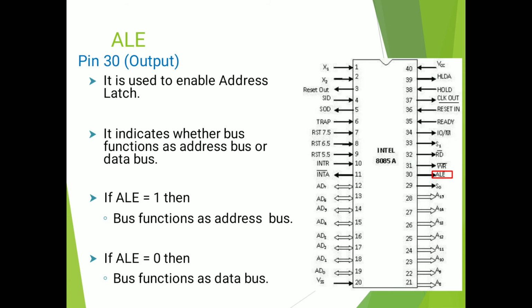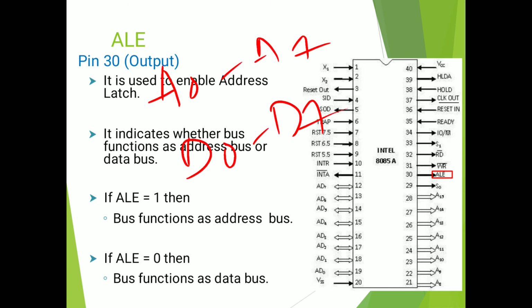When we want to separate them, that is A0 to A7 and D0 to D7, because at a time either data is transferred or address is transferred. To know whether the data is transmitted or address is transmitted, ALE gives the information of AD0 to AD7.